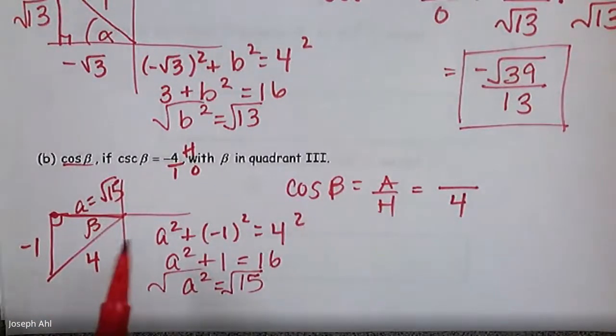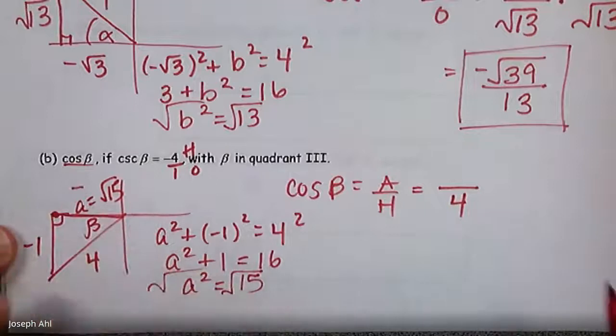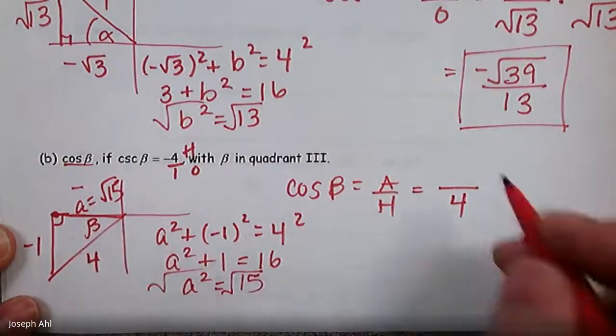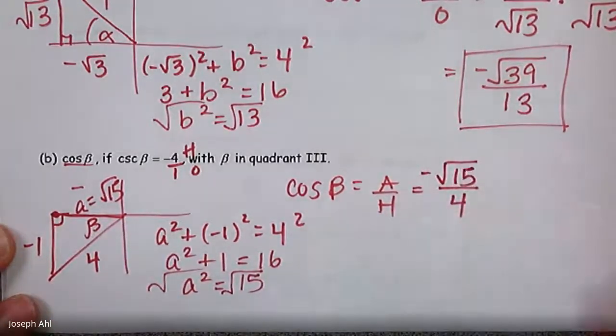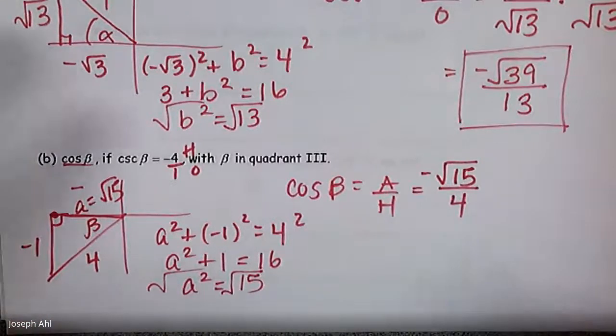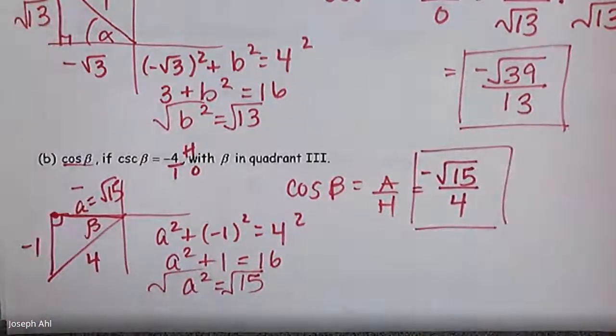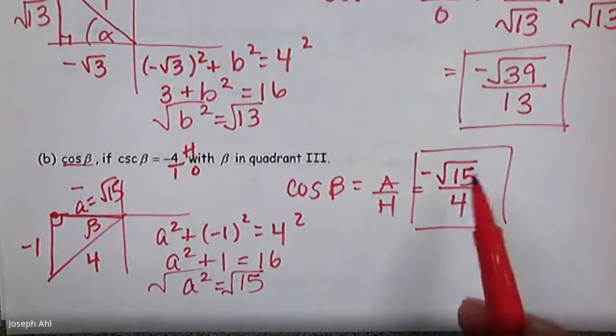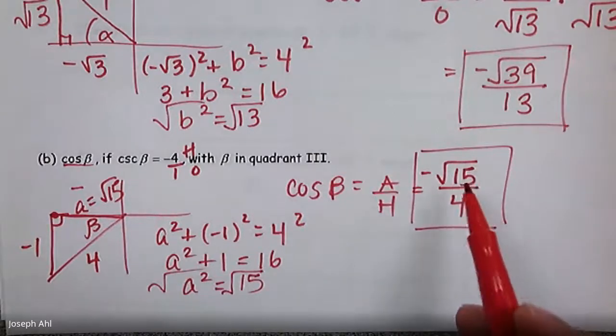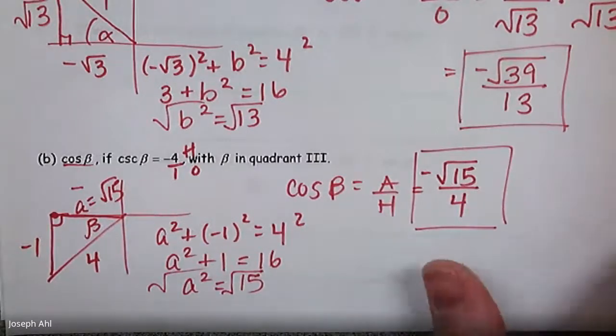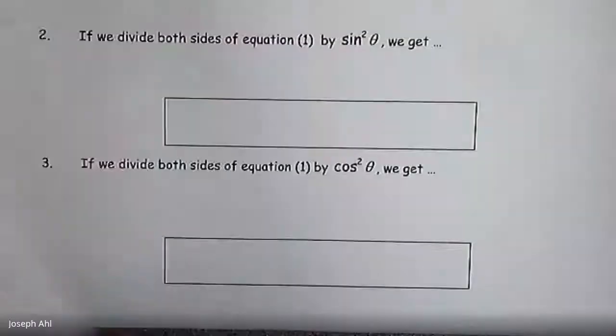Now keep in mind, because we're going to the left, we really should label that as a negative. Cosine is negative in quadrant 3. So as a final answer, negative radical 15 over 4. There's no simplifying to do there either. Right? We don't have to break down radical 15. No perfect squares. It's already in the numerator, so we're good to go there. All right, let's talk about some more identities.